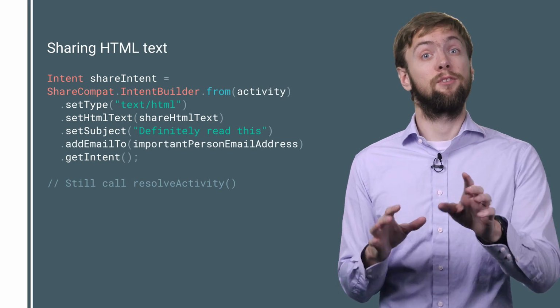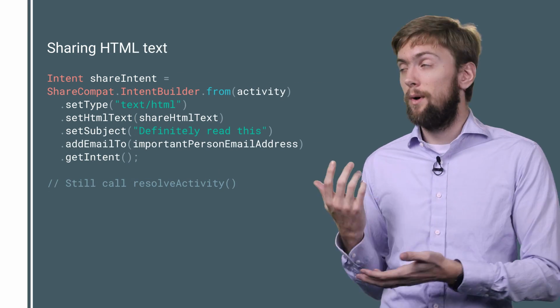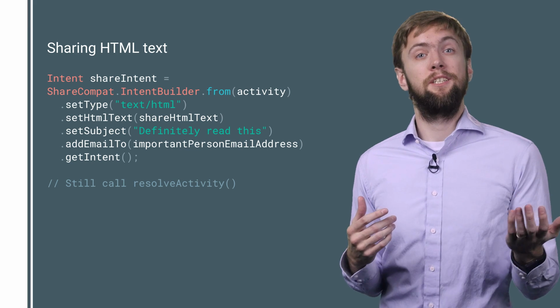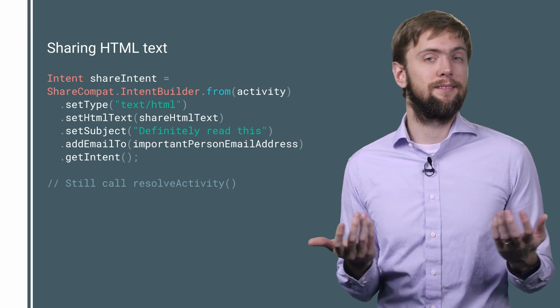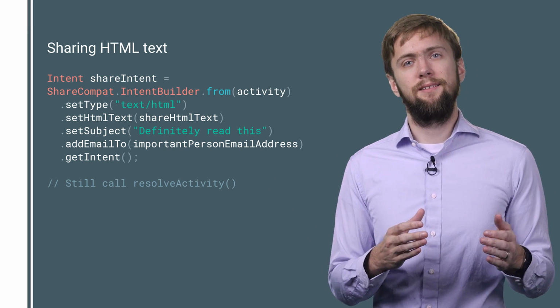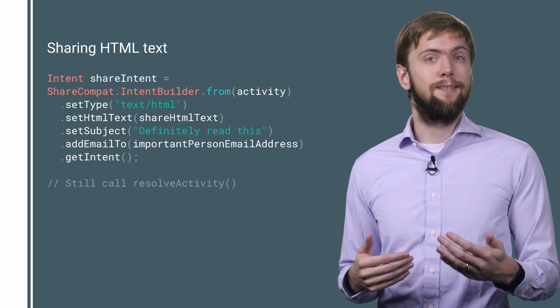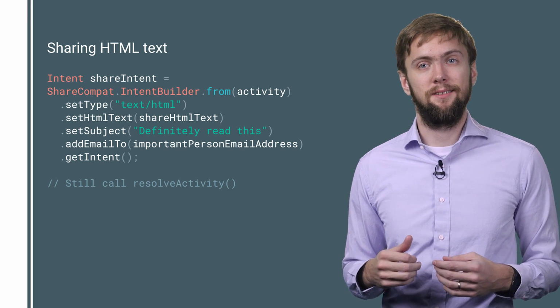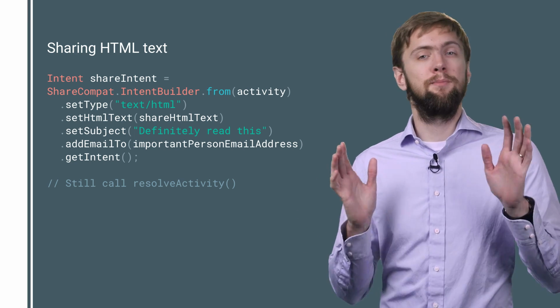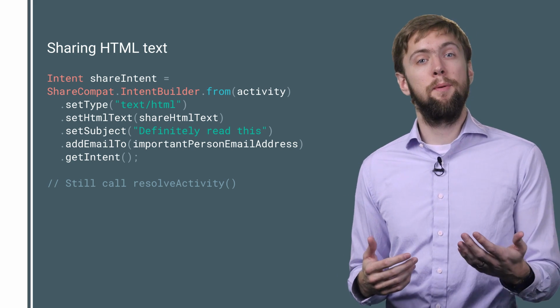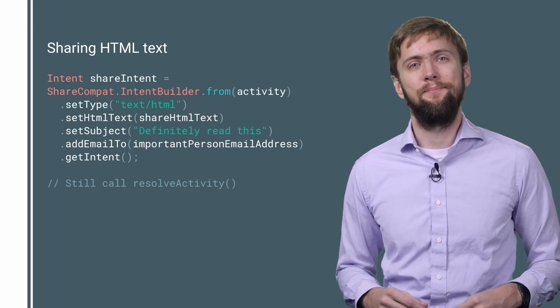Let's do HTML text. Ooh, as an email. Well, not much more to it. HTML text uses setHtmlText. Makes sense. We added a subject, and we can add multiple to, CC, or BCC email addresses. They only apply to email apps, but that's fine. Receiving apps can ignore them if they want. You just give it all you got.